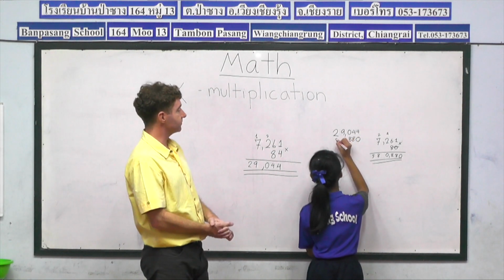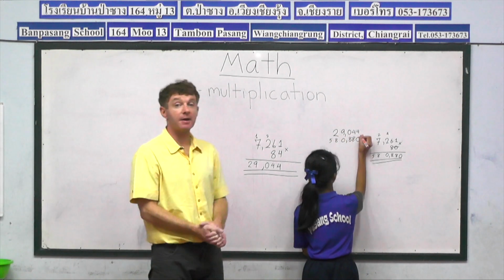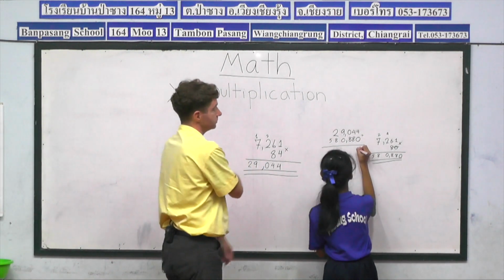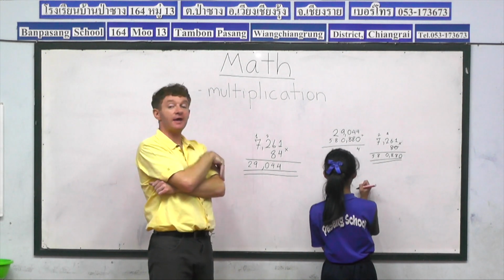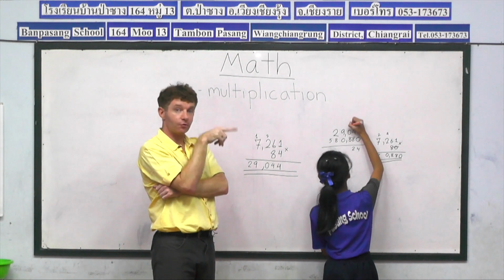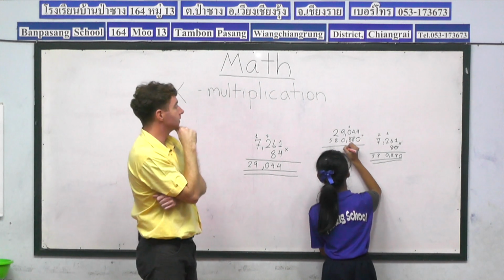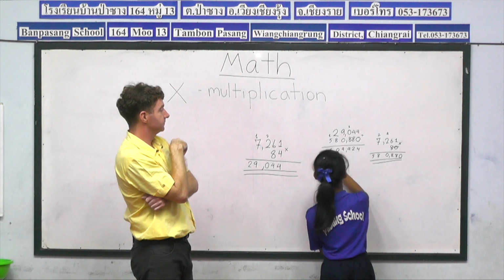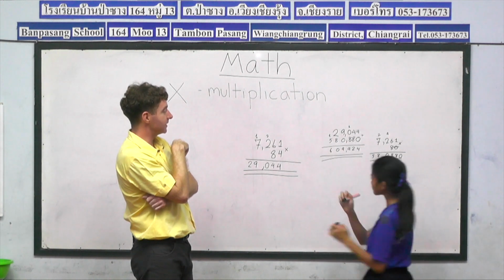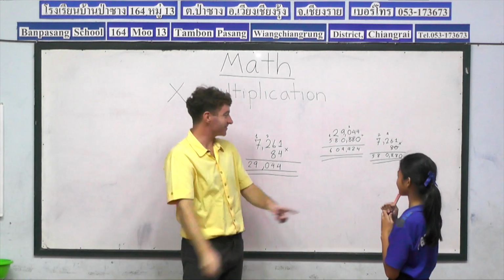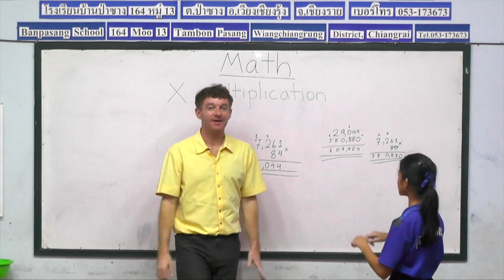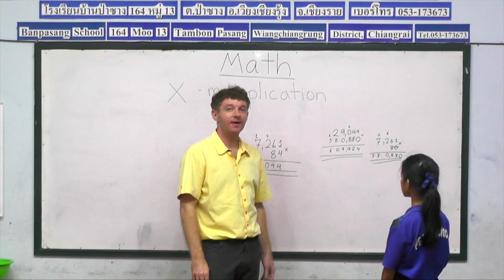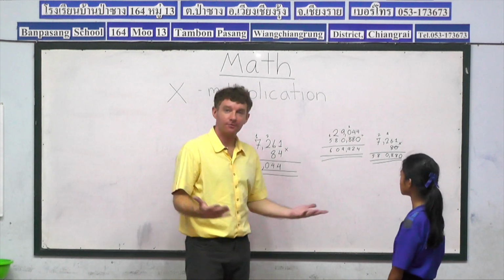0, 8, 5. And remember, our final calculation is addition. So 4 plus 0, 4 plus 8, 12. So 2, carry 1. 9, 9. Wow, very quick. So now we have our answer. 609,924.